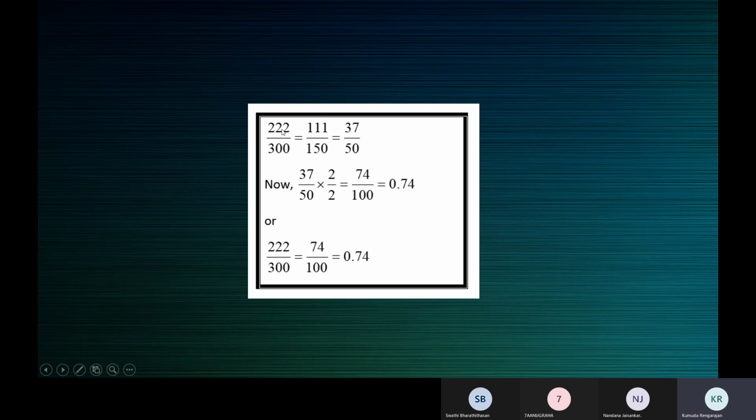So here I've simplified 222 by 300. First I've simplified using the tables of 2 and I get this. I further divide by 3 and get 37 by 50. I divide 111 by 3, 37, 150 by 3, 50. 111 is divisible by 3 because 1 plus 1, 2, 2 plus 1, 3.